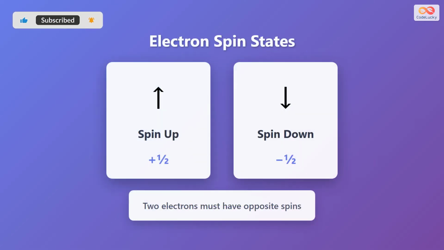Every electron has a property called spin, which can take one of 2 values. Spin up has a quantum number of positive 1/2, and spin down has a quantum number of negative 1/2. These are the only 2 possible spin states for an electron. When 2 electrons occupy the same orbital, one must be spin up and the other must be spin down. This pairing of opposite spins is mandatory.